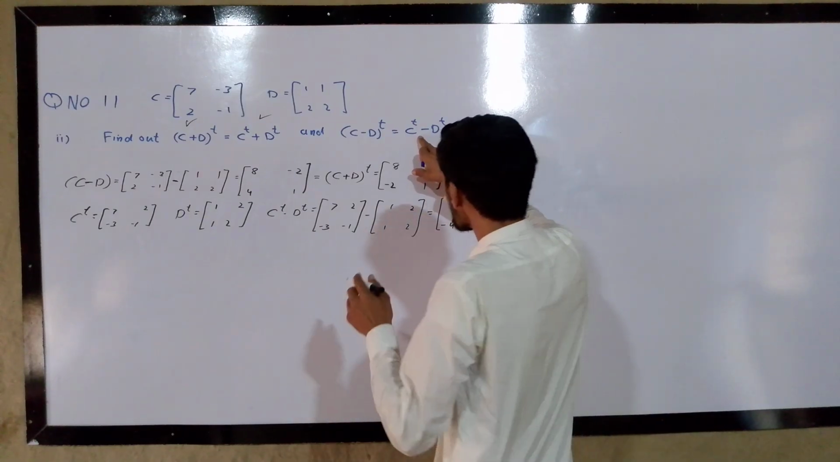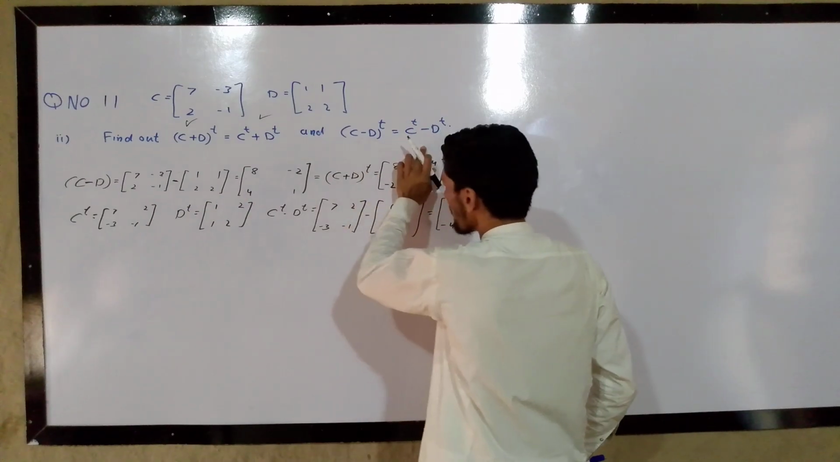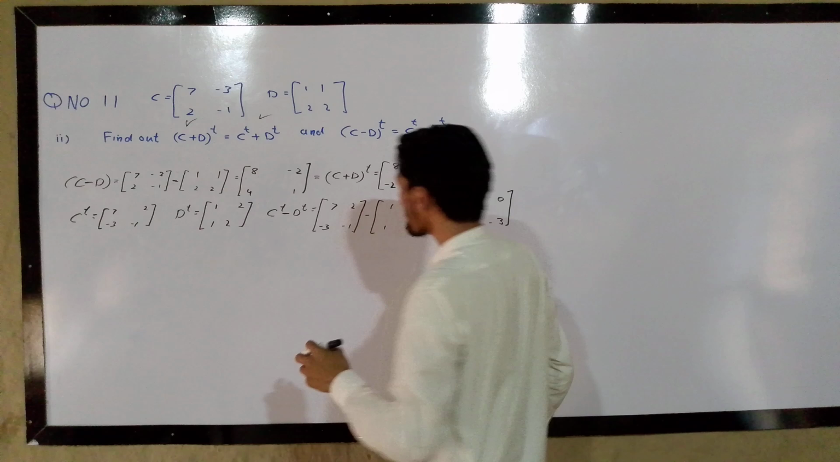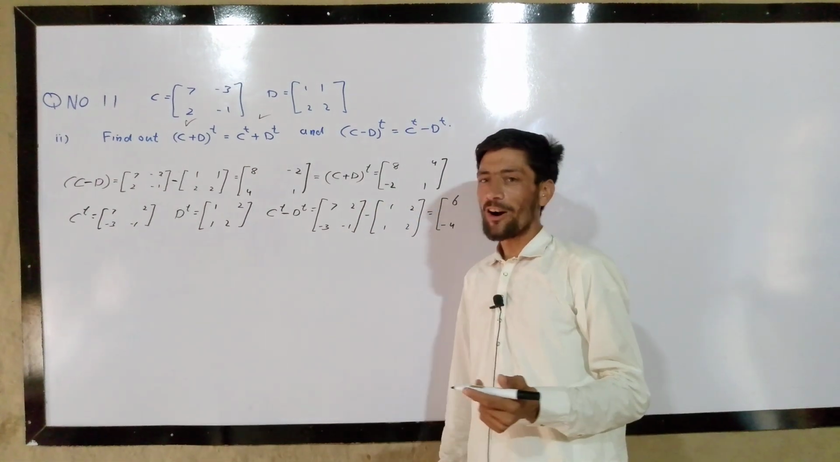Right here, taking the transpose of C and D, I have taken already, but here is only a negative sign, and check them. This is easy, not that much difficult. Okay, stop it.